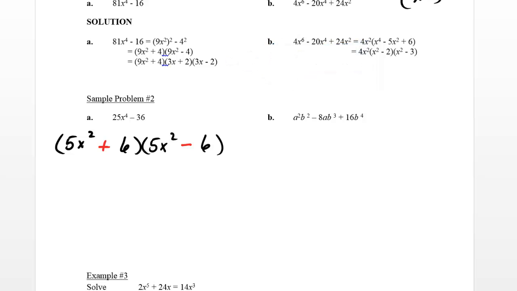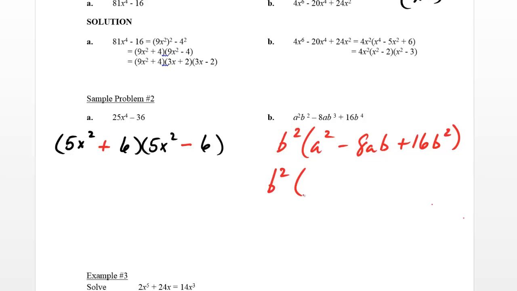Okay, part B, we simply have a and b variables across the expression, but b squared is the most common term. So we're going to take that out first. And that leaves us with a perfect square trinomial inside the parentheses.